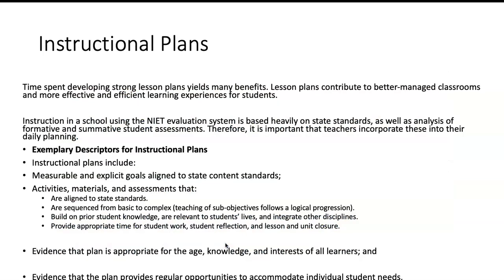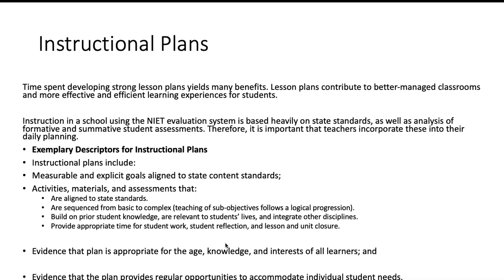Another section on the rubric is instructional plans. And you're probably wondering, like, really, Hollander? You're going to evaluate that? And we are. Next week, I'm going to start the 5E instructional plan guidelines for you all so you understand exactly how your instructional plans need to look for our class.